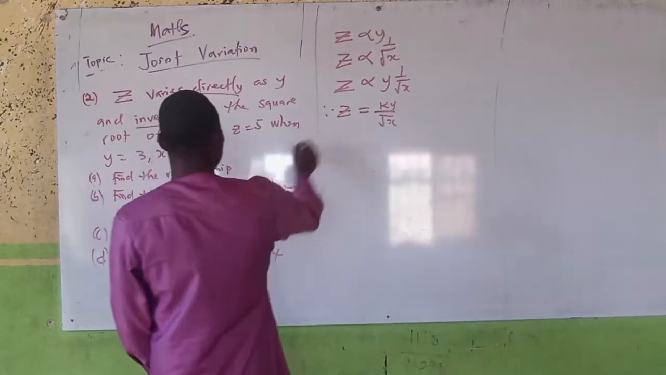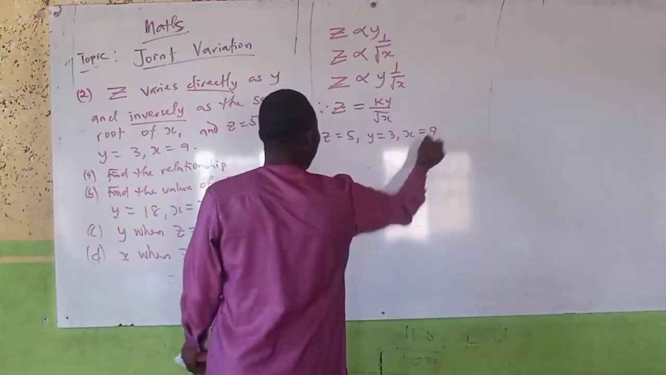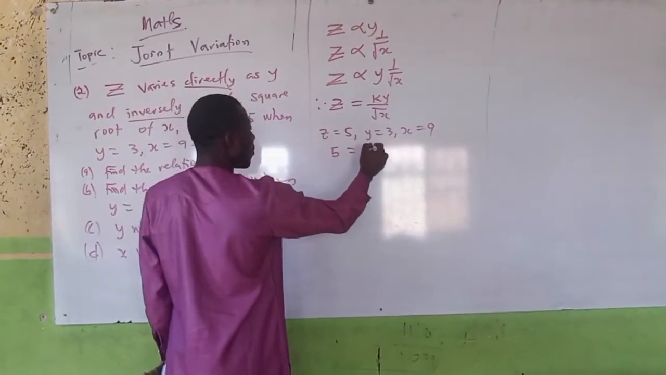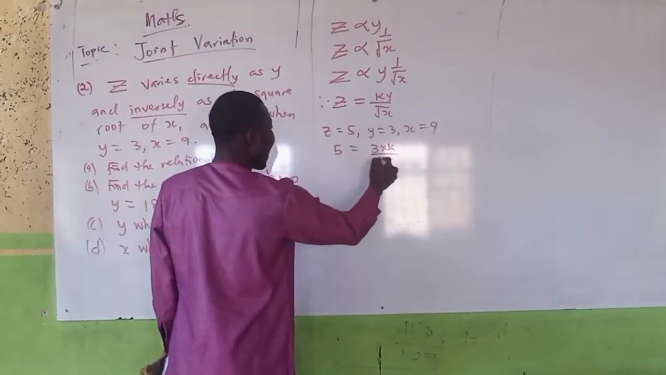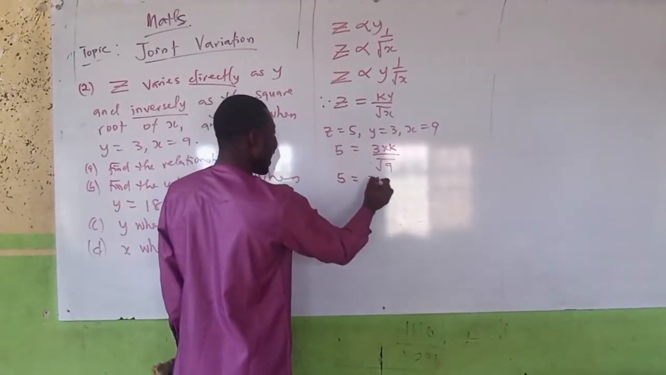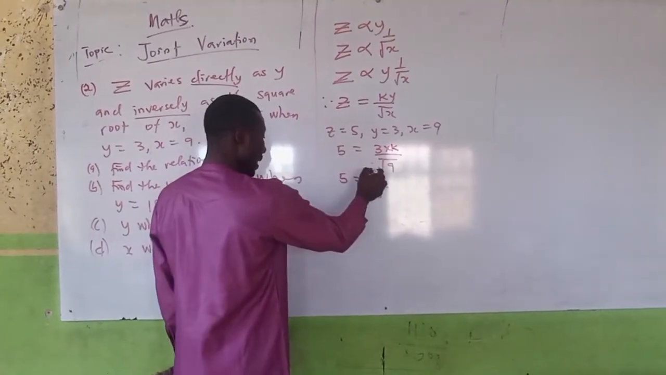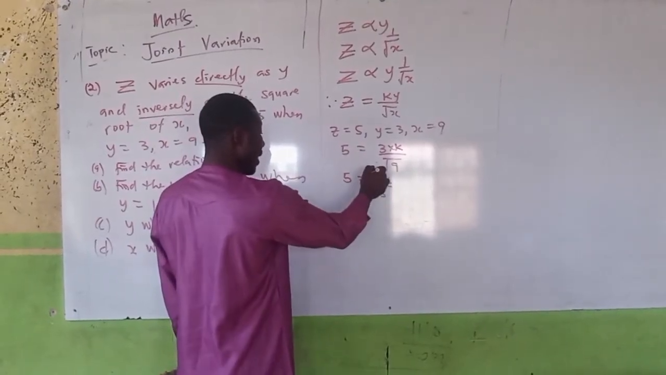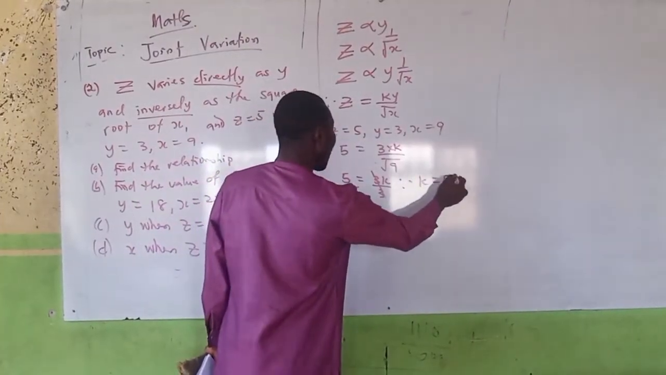But we are given some values: z equals 5, y equals 3, and x equals 9. Let's substitute these values into this place. We have 5 equals 3k over the square root of 9, and the square root of 9 gives us 3. From this point, we can let this one go by cancelling, or we cross multiply. We still arrive at the same answer. This one will go because this is over 1. Therefore, k equals 5.